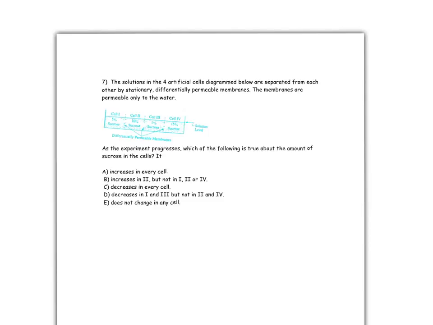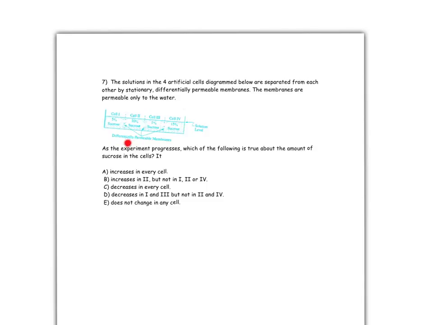So the last question of the day is the solutions in the 4 artificial cells that you see here drawn. Here's cell 1, 2, 3, and 4. Notice that the percent solution is 5%, 10%, 1%, and it looks like 15%. So 5, 10, 1, and 15. This is the level of the solutions. So this is the level of the water, if you will. The solution being the solvent being water.